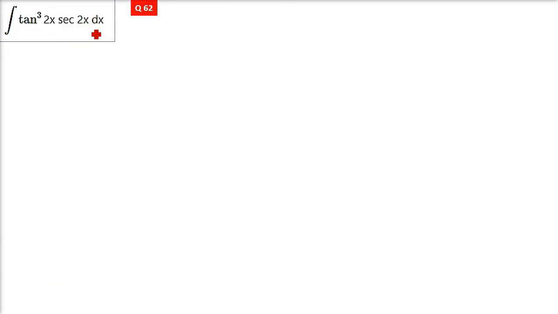Tan cube 2x sec 2x dx. Now just think what we are going to put so that we can get the other part of this integral in an easy way as an assumption. So tan cube 2x is there. You know that tan square has a relationship with sec x. When we differentiate sec x, you'll get sec x tan x. So one tan x you can take apart and keep it with sec 2x. Tan cube 2x can be written as tan square 2x into tan 2x into sec 2x. Alright, so tan square 2x, this one, and this is sec 2x tan 2x.